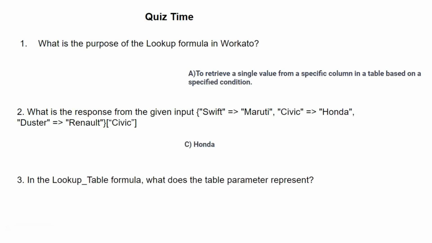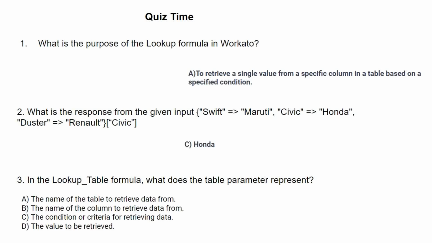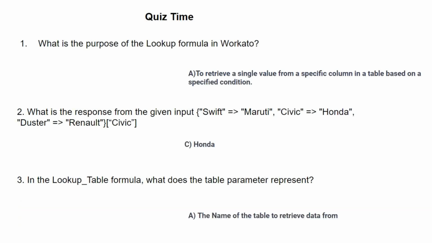In a lookup table, that's the third and final question. In a lookup table formula, what does the table parameter represent? Options are: the name of the table to retrieve data from, the name of the column to retrieve data from, the condition or criteria for retrieving data, and the value to be retrieved. I think it's a very straightforward question. I think everyone answered this. So, the name of the table to retrieve data from.